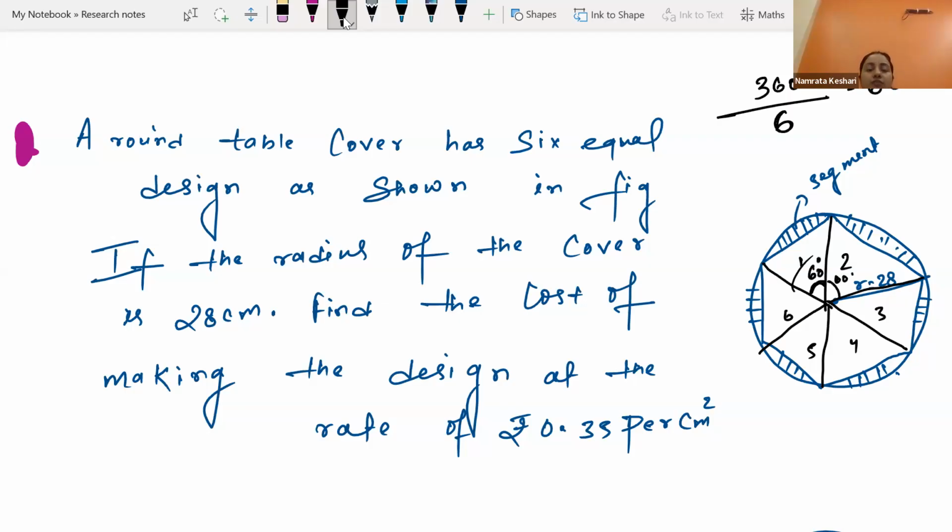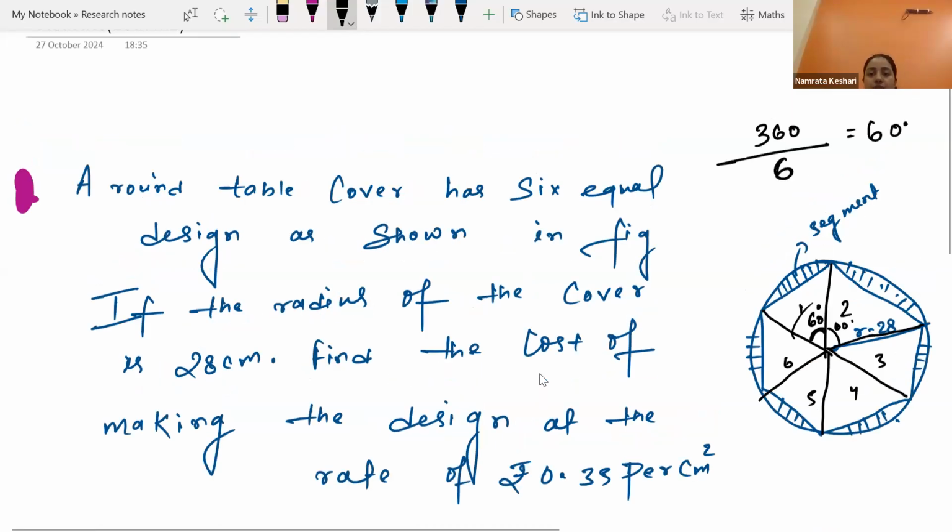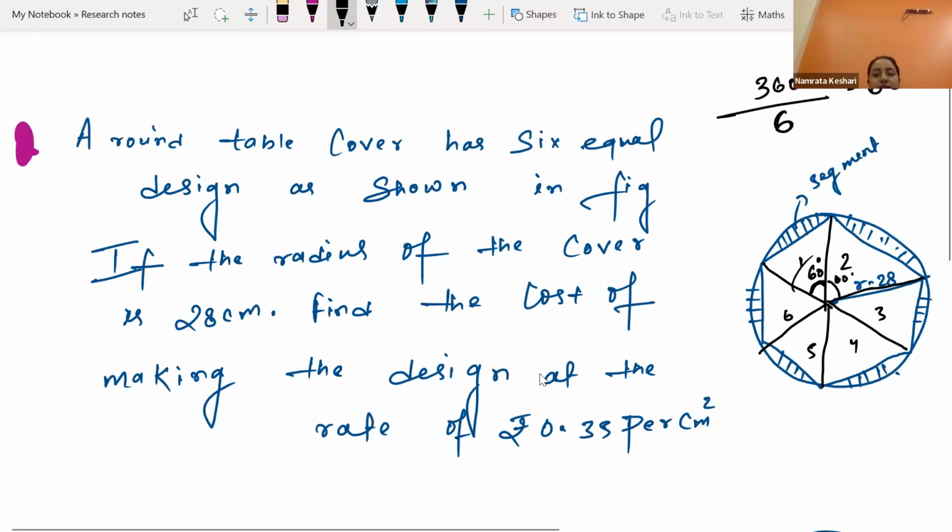If in any way we can find one of the segments' area, then we'll be multiplying it by 6, and then we will say all the design, this shaded part's area, we have found. If any one of the shaded part's area we can find, then we can multiply it by 6, and then we can say that we ended up getting all the shaded parts' area. So what we will do for that, we'll be taking the sector's area.